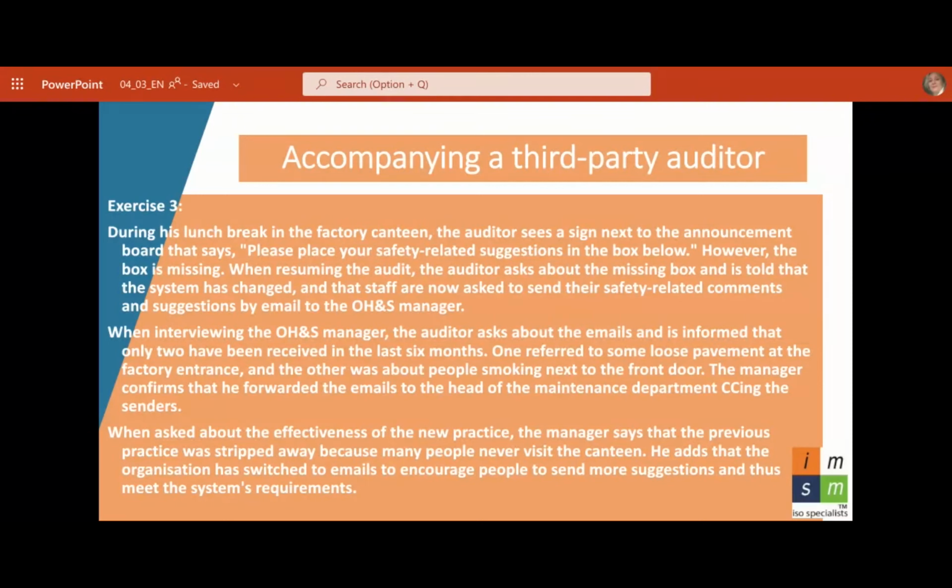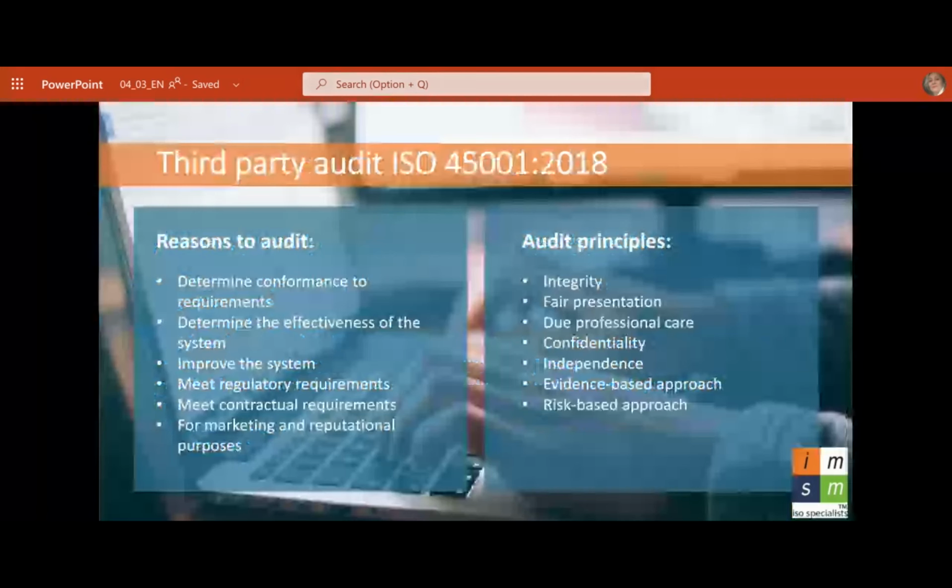Okay. So we have the third-party audit. The keys and the reasons to have an audit are: it determines conformance to requirements, determines the effectiveness of the system, improves the system, meets regulatory requirements, and meets contractual requirements for marketing and reputational purposes. So it's always good to have that third-party audit. If you have somebody from the outside, we can get another opinion.